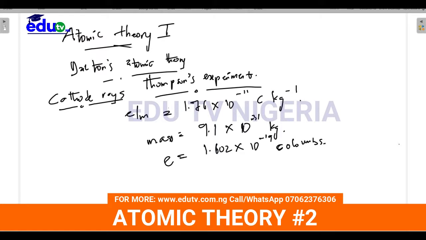This means that all particles of the cathode ray are the same: they have the same charge to mass ratio and move at the same speed. And the mass of the electron was discovered by Millikan.